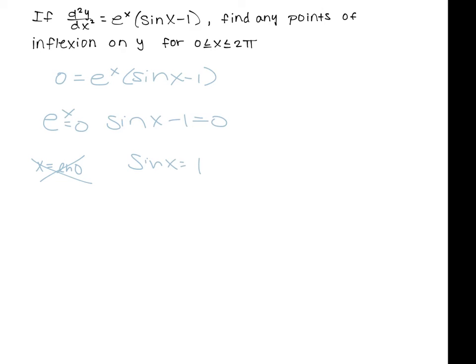And then sine of x equals 1, that says where is sine of x equal to 1? Well, when we think about our unit circle, that's straight up here at pi over 2. And that's the only spot between 0 and 2 pi. So we found a possible point of inflection, and we can't be sure until we test it. So we have pi over 2 comma something.